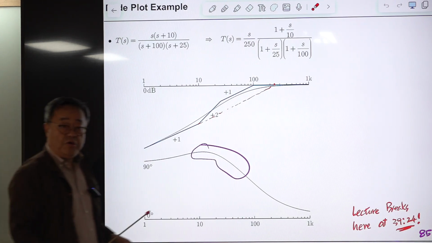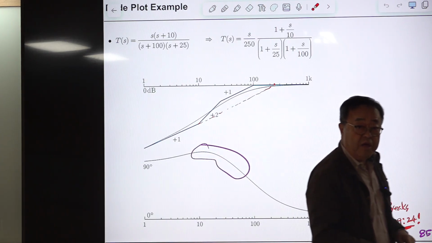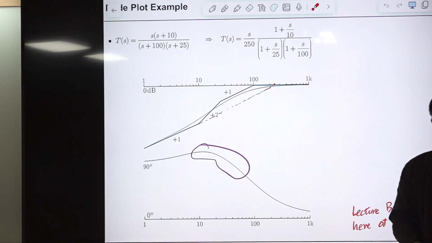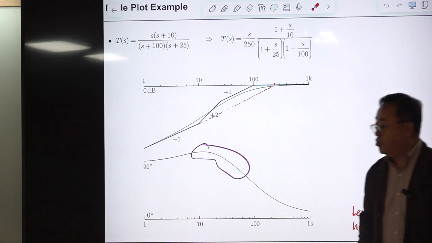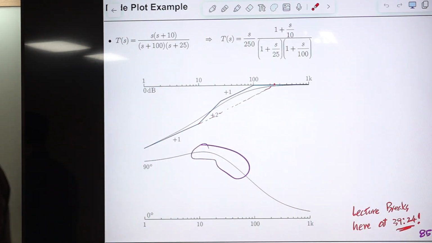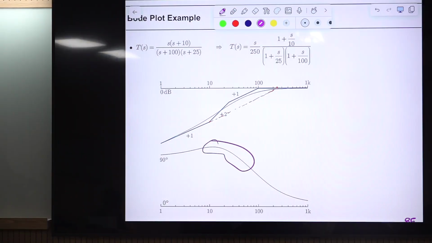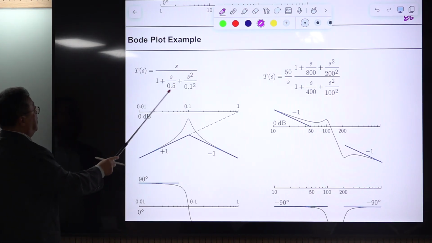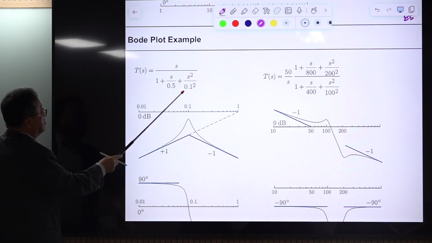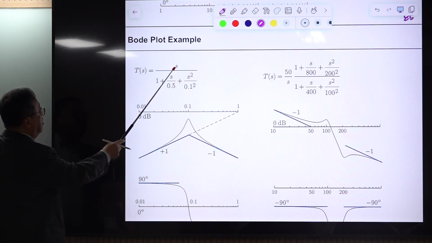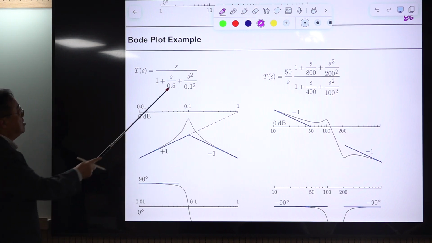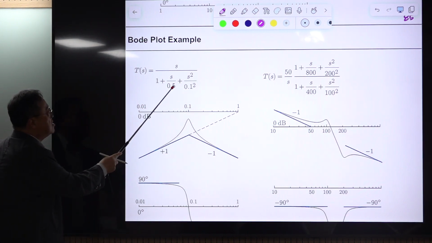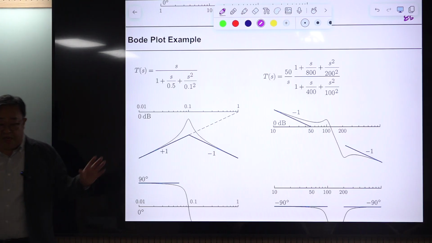This is a continuation of last session, dealing with manual sketch of Bode plot of transfer functions. I provide some more simple examples. Okay. Here, this is S divided by this second order quadratic term. S is here, and this is the second order term. Then this is omega naught, and this is related with QP, right?